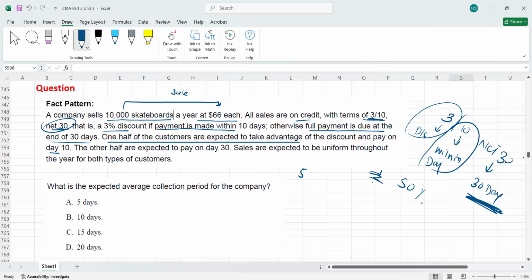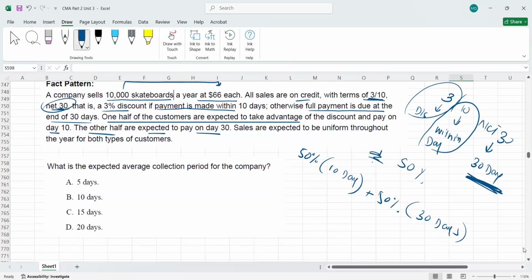They're saying that 50% of customers will make the payment in 10 days, plus the other half, the remaining 50%, are expected to pay on day 30. Now, sales are expected to be uniform throughout the year, meaning equal sales every month throughout the year for both types of customers, those taking the discount and those not taking the discount.